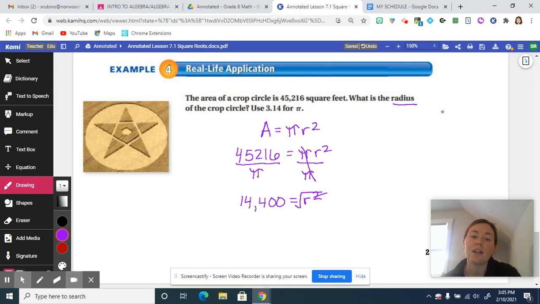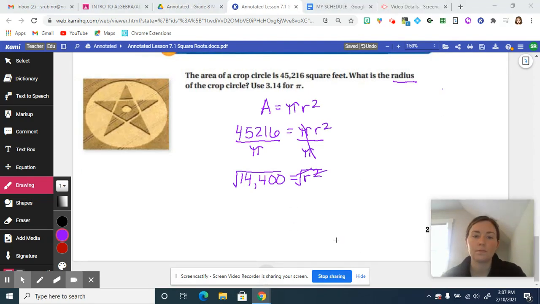Now this squared and this square root sign cancel each other out. Whatever we do on one side, we have to do on the other. So now we must take the square root of 14,400. And when you take the square root, you should get an answer of r equals 120.